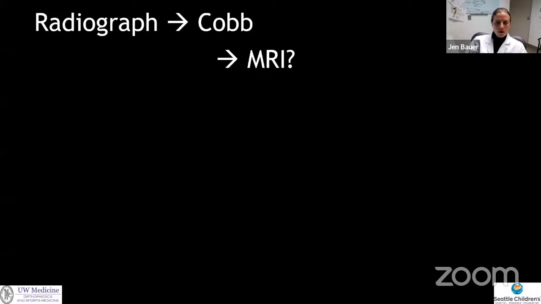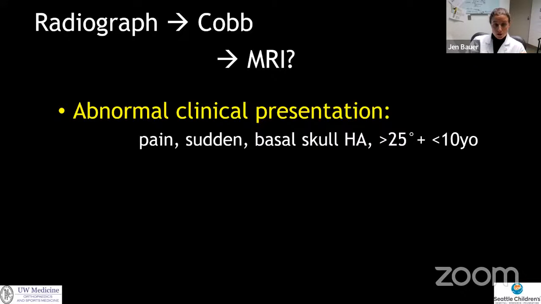I get an MRI when I think that there might not be an idiopathic scoliosis. So anything abnormal on their clinical presentation, do they have a lot of pain associated with it? Did the curve suddenly show up? A month ago, it wasn't there, and now it's here. I saw that just recently in our emergency room, someone came in. They swore that this curve had not been there.